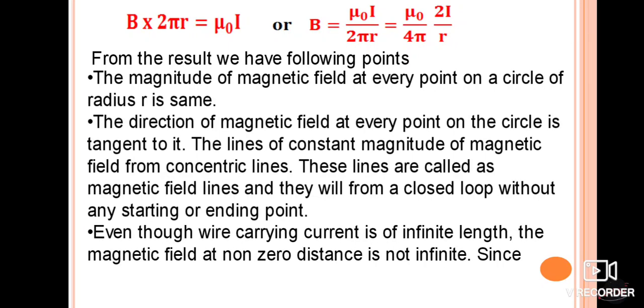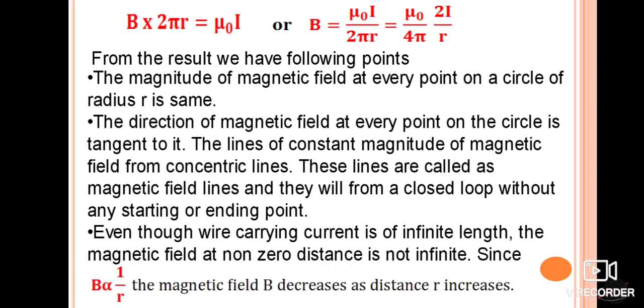Similarly, even though the wire carrying current is of infinite length, the magnetic field at a non-zero distance is not infinite. Whatever the current carrying conductor, even if it is of infinite length, the magnetic field at a non-zero distance is not at all infinite, since B is inversely proportional to r. The magnetic field B decreases as r increases.